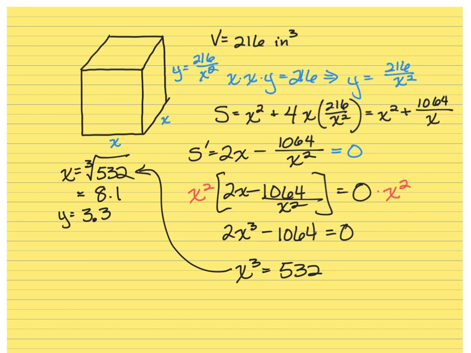And so I meet the volume requirements, and it turns out that these dimensions of this box will have the minimum surface area. And so that is an example of minimizing or optimizing the surface area.